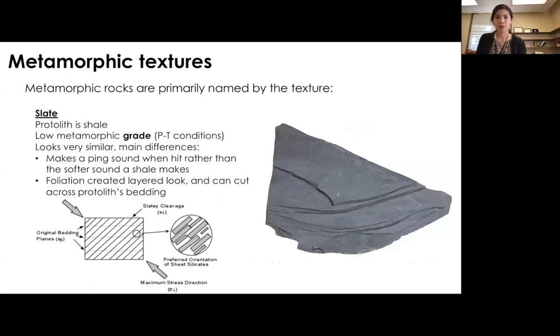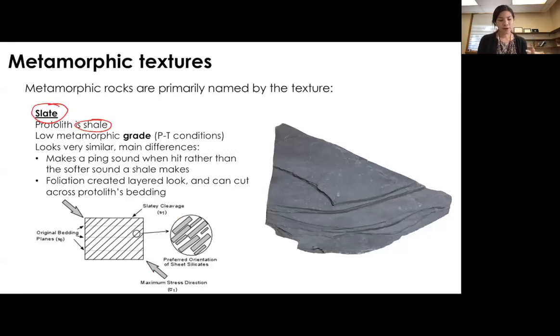So we'll start out with the lowest of these, which was the slaty textures. And these rocks are just called slate. They are always from a shale protolith. So anytime you encounter a shale or anytime you encounter a slate, you know that it formed from a shale and that the original environment on the Earth must have been a very low energy environment with a lot of muds and clays in order to form a shale.